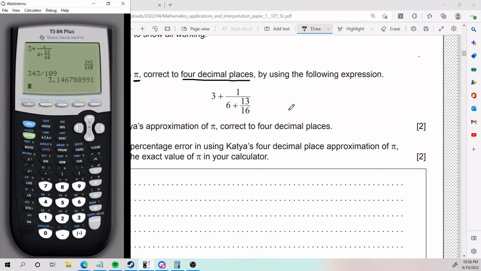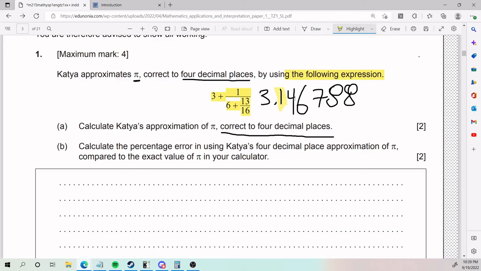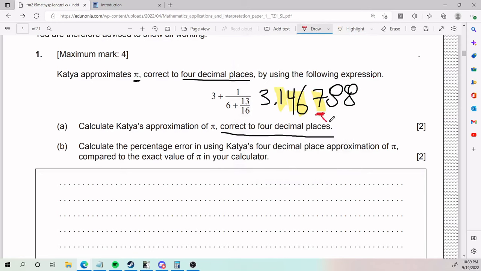So our answer was 3.14, give me 1 second, 6, 7, 8, and another 8, see? So if we're making it correct to 4 decimal places, well, let's count 4 decimal places. We have our first one there, our second one there, our third one, and our fourth one. Cierto? So now, because it's correct to 4 decimal places, we take the fourth one, which is this 7 here, and we compare it to the one next to it.